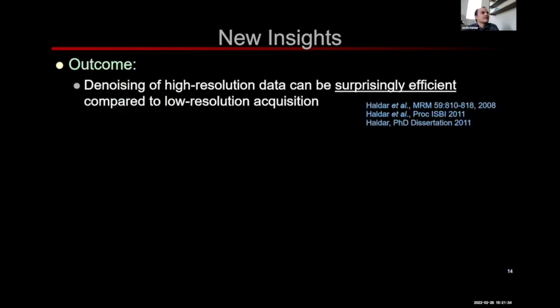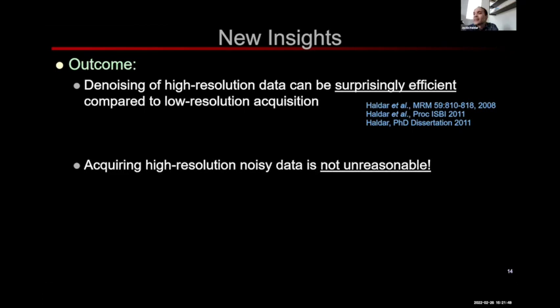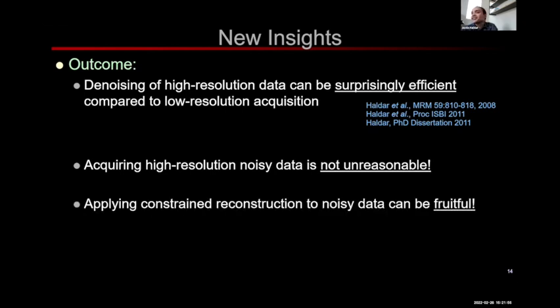So the outcome of this is that the classical wisdom that you shouldn't be solving denoising problems is actually wrong. Denoising of high resolution data can be surprisingly efficient compared to a low resolution acquisition. Acquiring noisy high resolution data is not an unreasonable thing to do. And applying constrained reconstruction to these types of approaches can also be quite fruitful.